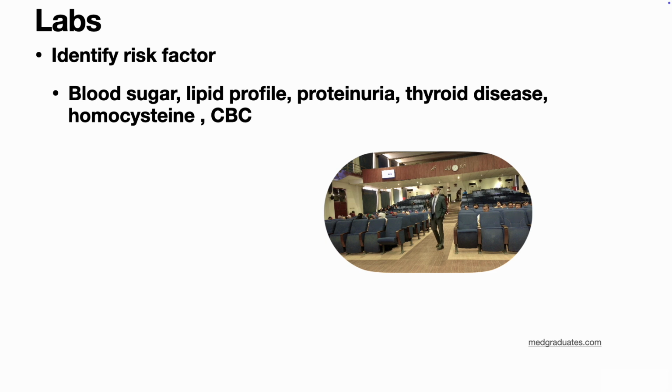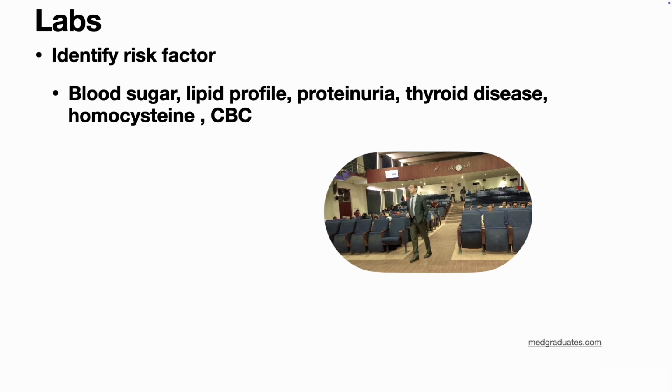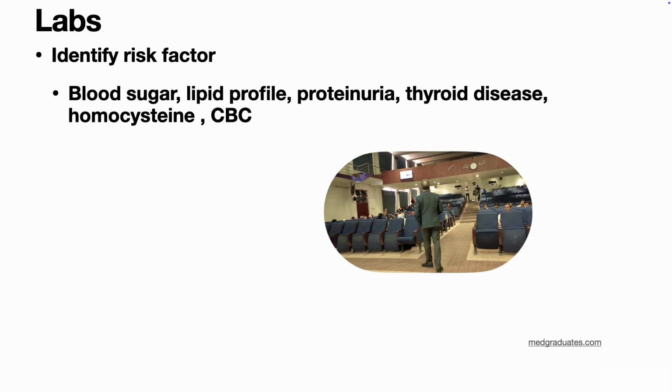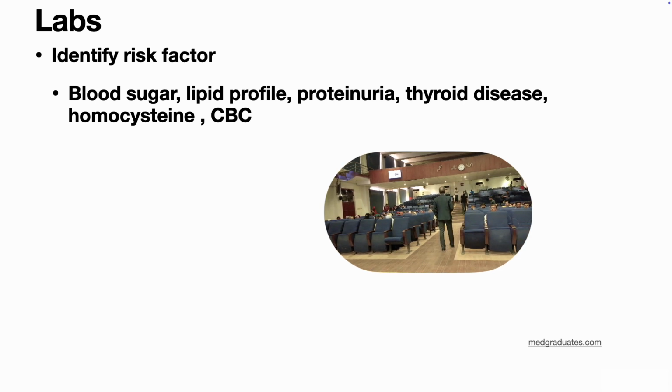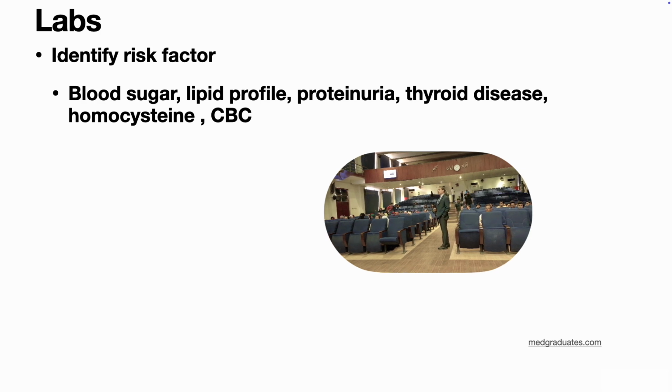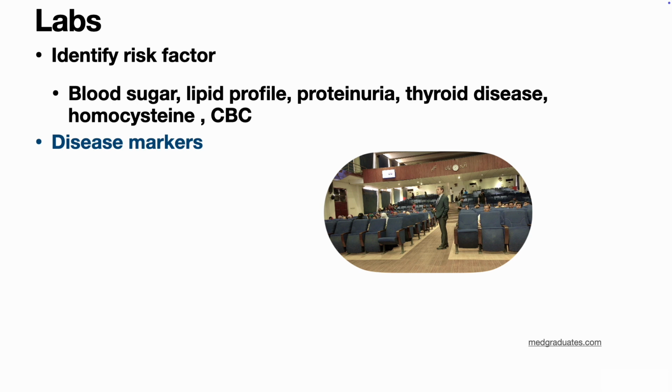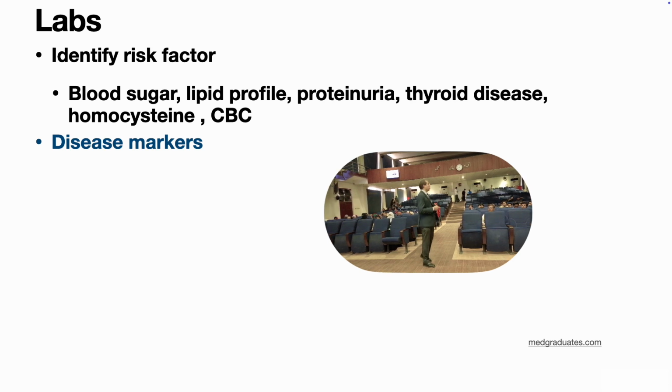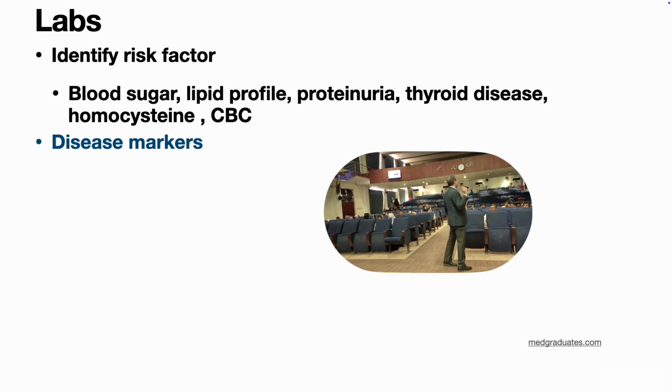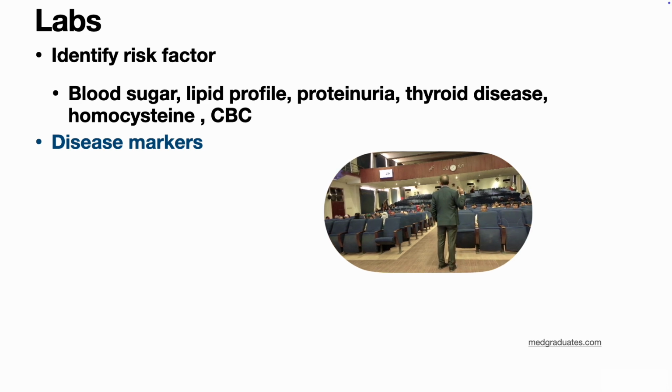For example, blood sugar, lipids, proteinuria. Proteinuria is associated with increased risk of coronary artery disease. Patients who've got hypertension, those who've got renal disease, those who've got proteinuria because of these problems, diabetics, they tend to have more coronary artery disease. Then thyroid disease, homocysteine, complete blood count, and then you can have disease markers, which you talked about. This is in the ambit of disease markers.